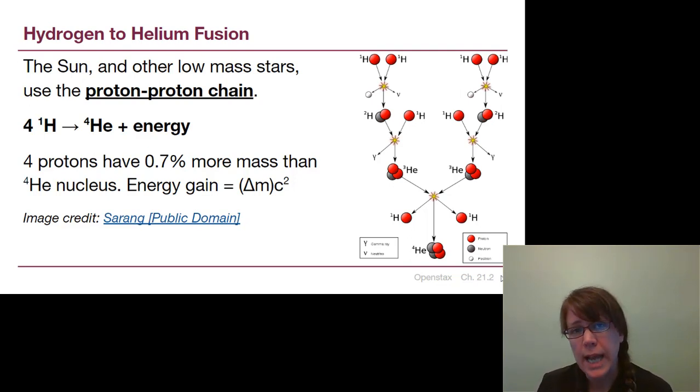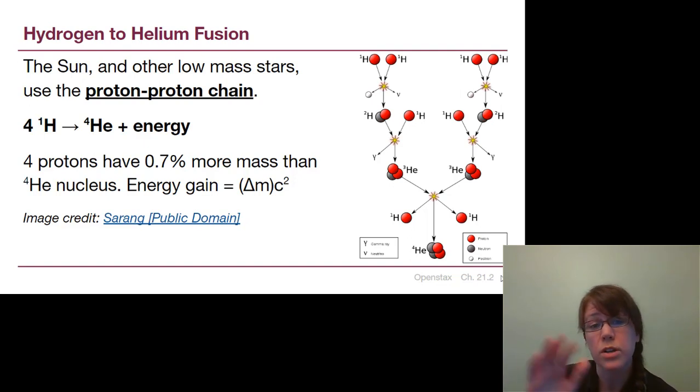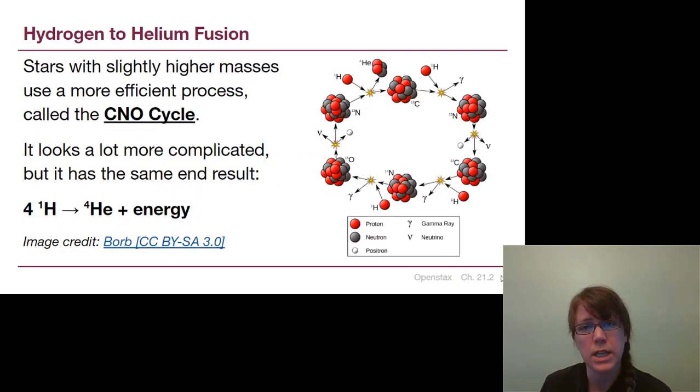What's important for us to add to our understanding now is that high mass stars are not actually going through this process. It's not a fast enough process for them. Instead, they use the CNO cycle. We do not need to know the internal order or steps to this cycle. It's not an important part of our curriculum.